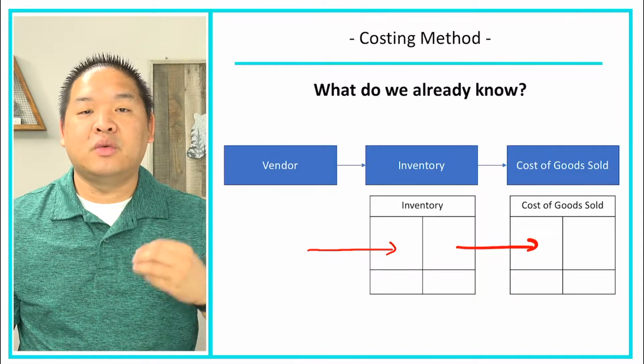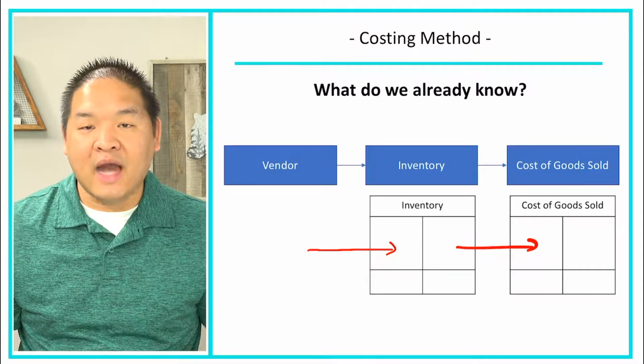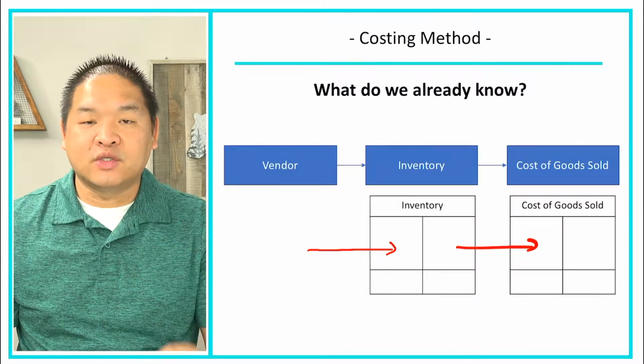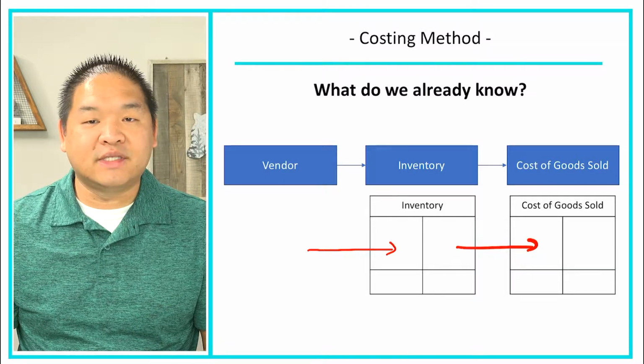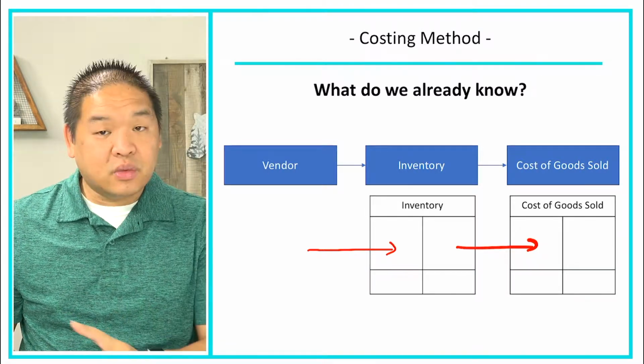So that's what we already know, right? We buy inventory, we put it into the inventory account by debiting the inventory, crediting maybe cash. And then we need to move it from inventory to cost of goods sold once we've sold it, because we no longer have possession of that inventory item. So that's what we already know.